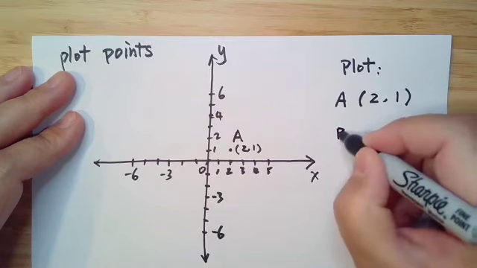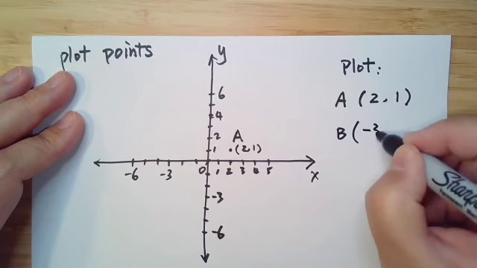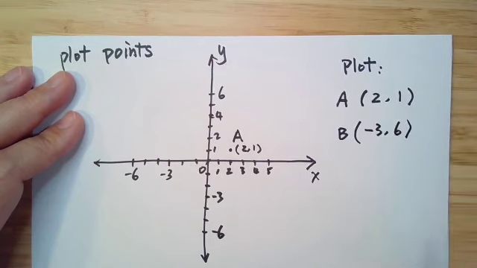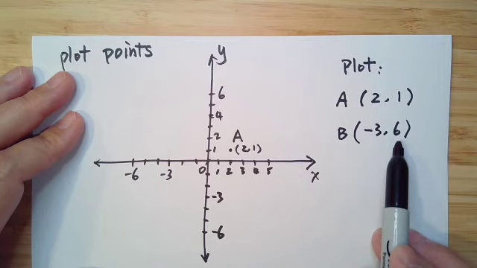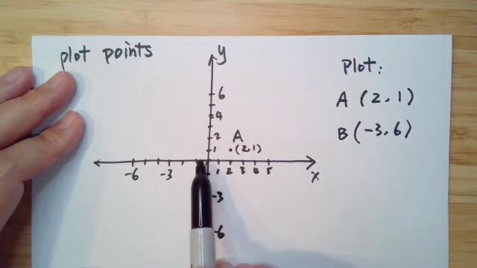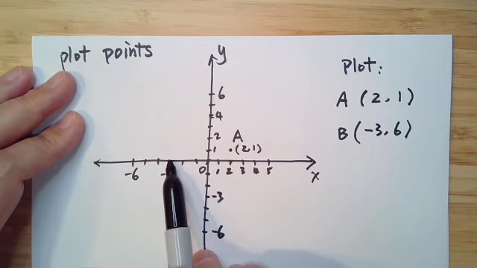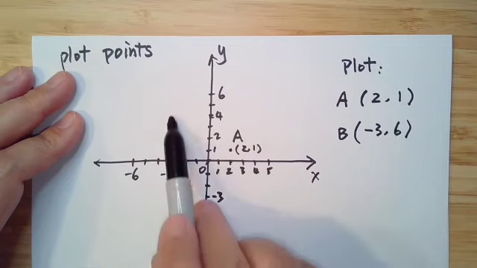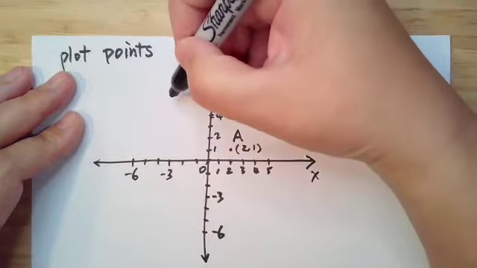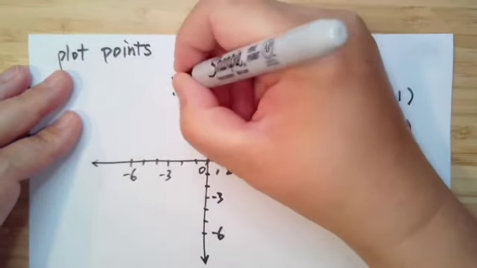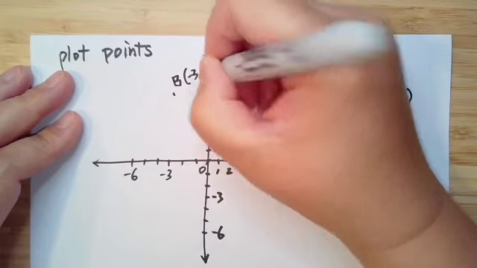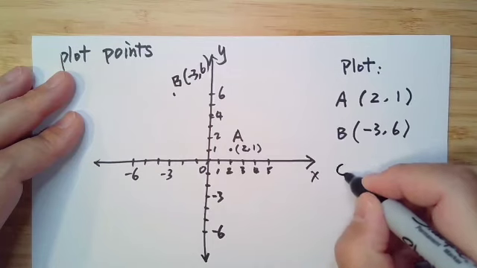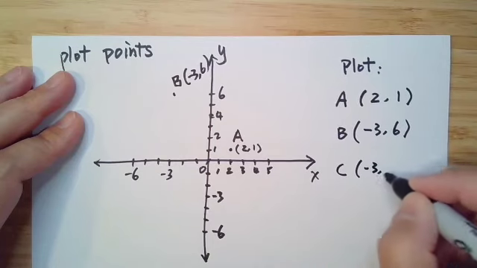Let me ask you to do another one. -3, 6. Because the x coordinate is -3, you move to the left by 3 units, and then you go up by 6 units. So let's move 1, 2, 3 to the left, and then move up by 6. That goes right here, and that is B, which is -3, 6. All right, and let me ask you to do one more: -3, -3.